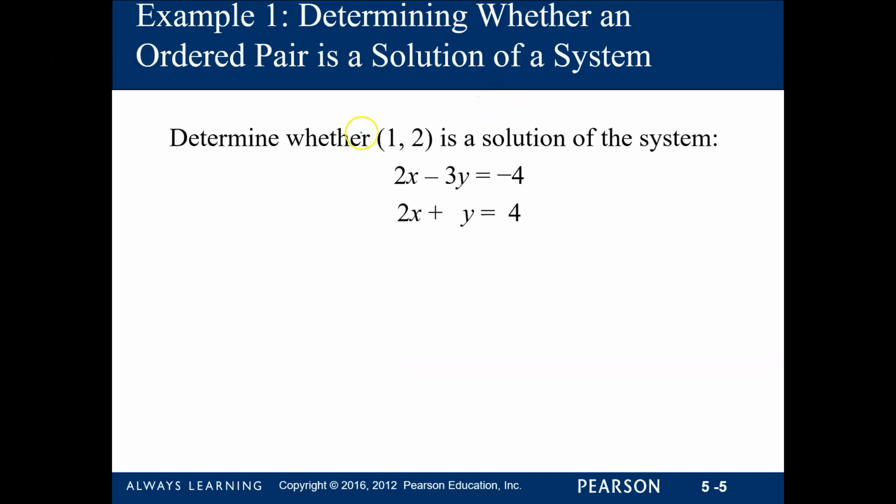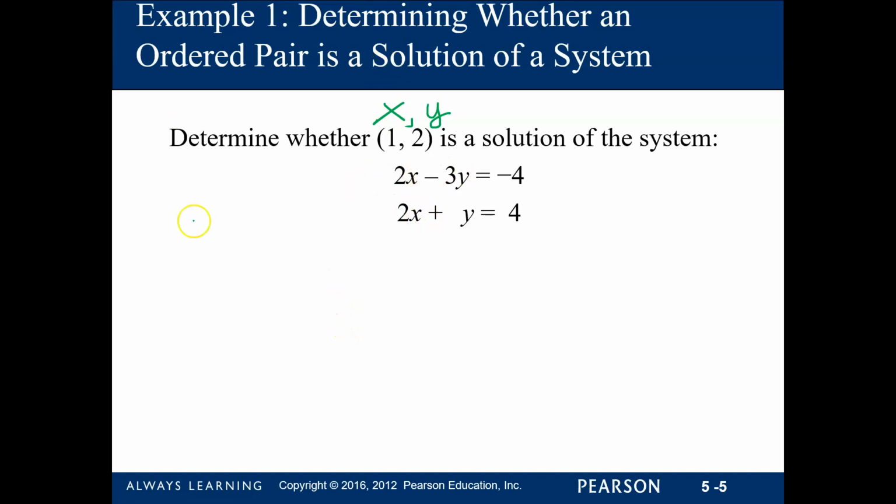So we have the ordered pair (1, 2). We need to check if it is a solution to the system 2x minus 3y equals -4, and the other one is 2x plus y equals 4. We do not know if (1, 2) is a solution or not, so what we need to do is evaluate. This is our x value and this is our y value. We will replace the x and y in each equation by the given values, which is our ordered pair, and let us see if we can come up with a true statement.